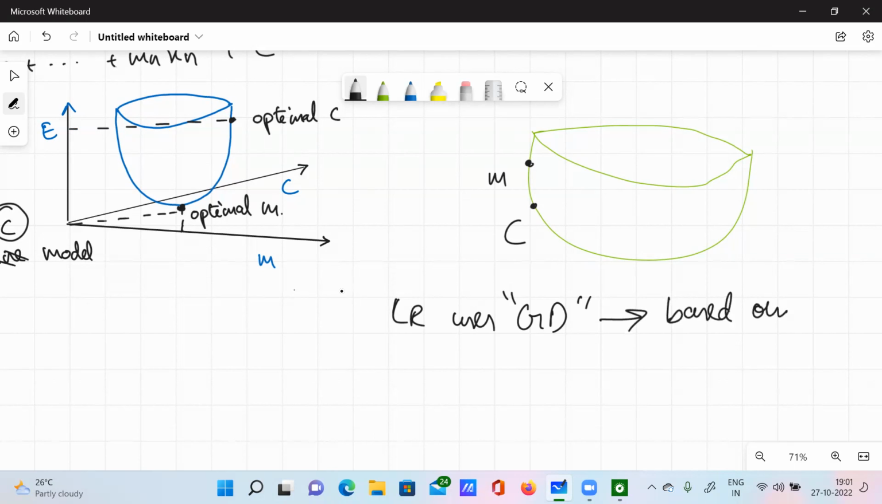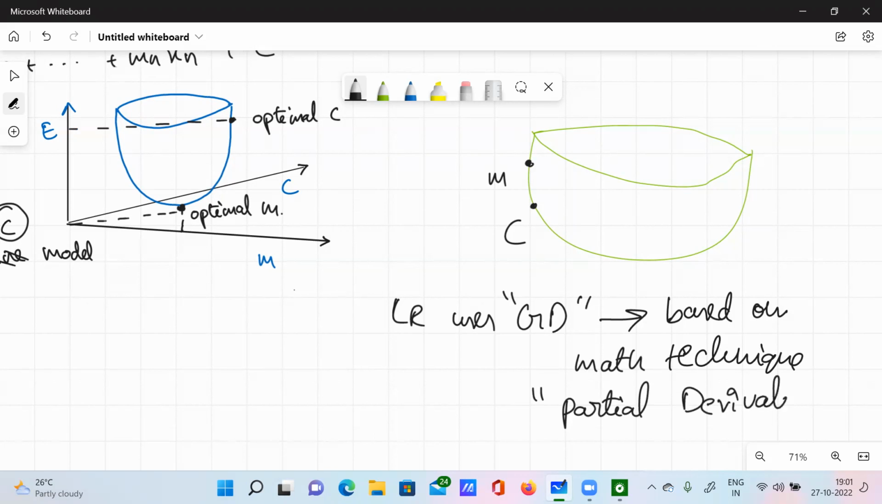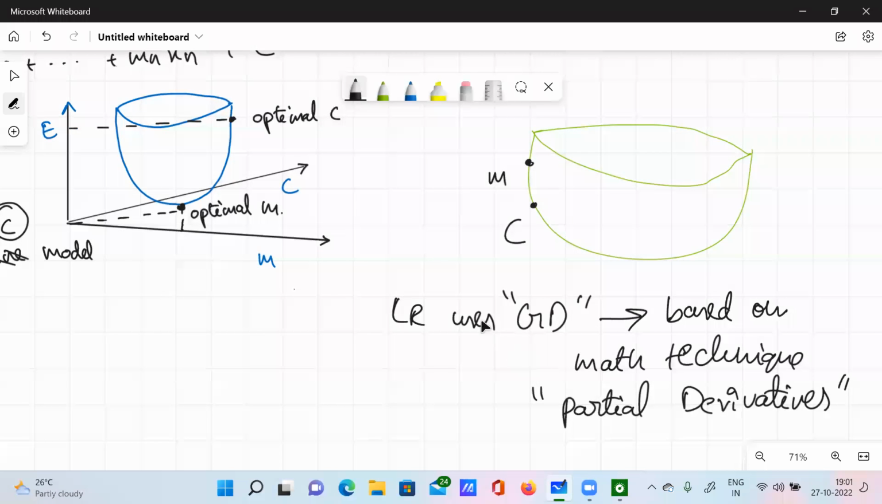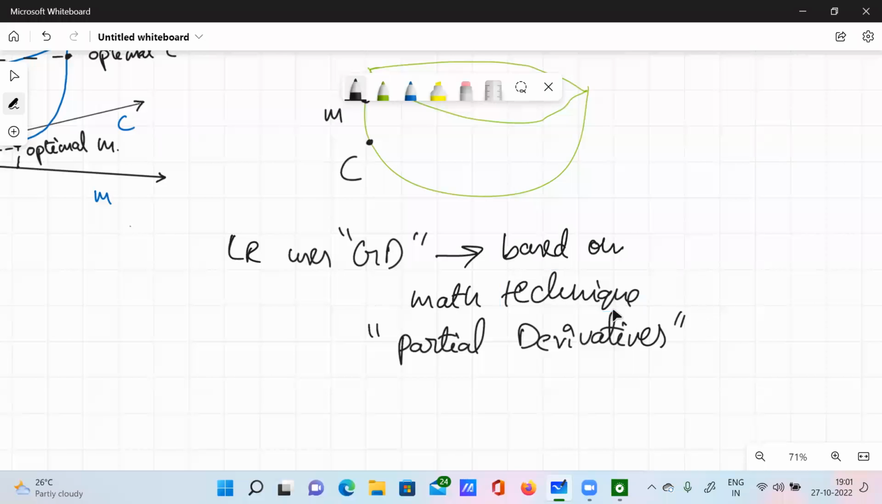This is actually based on a mathematical technique. So what is the technique here? That's the most important technique here. Nothing but the partial derivatives. The gradient descent method usually runs on the basis of this particular principle, that is partial derivatives. So linear regression usually uses this gradient descent method, which in turn runs on the principle of partial derivatives.